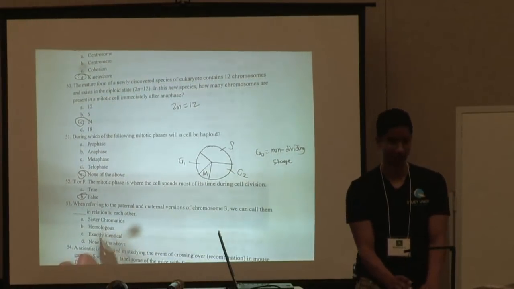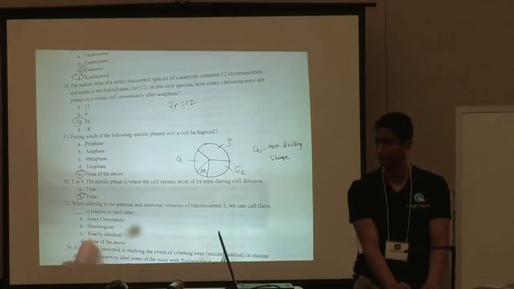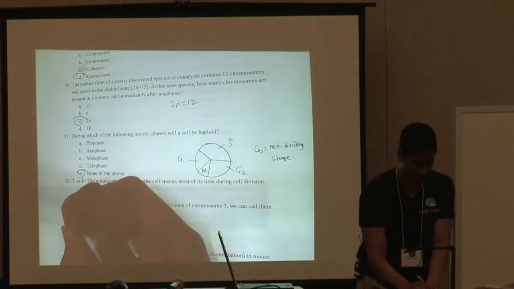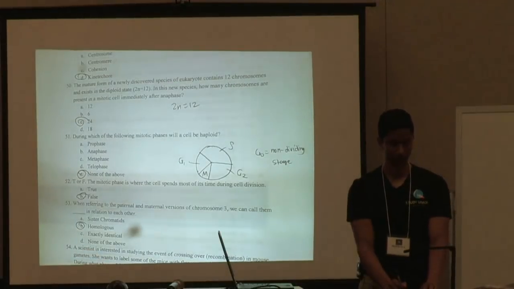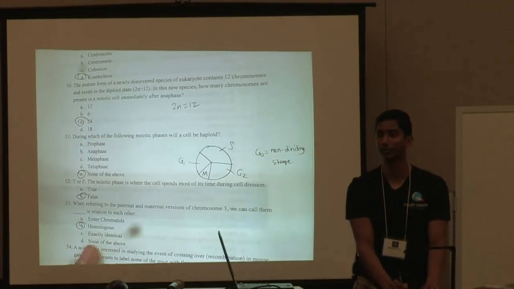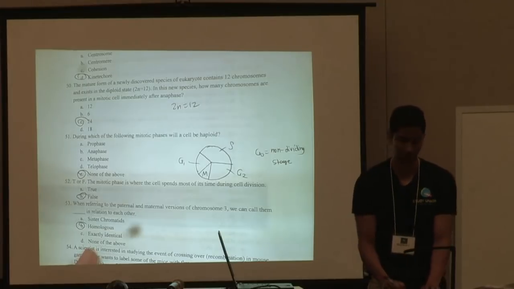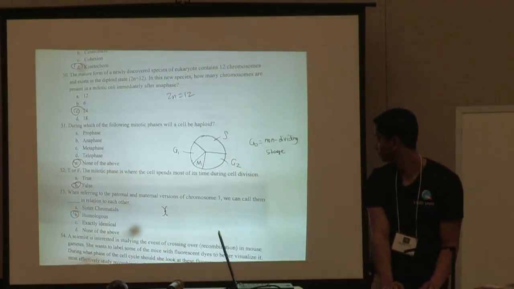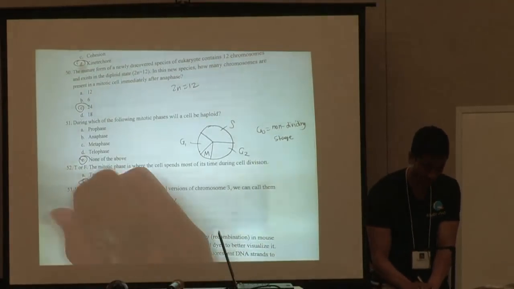So what's the answer to 53? Homologous, right? So why aren't they sister chromatids? They're not the same, right? They're not completely identical. They're not attached to one single centromere either. And they're not identical.